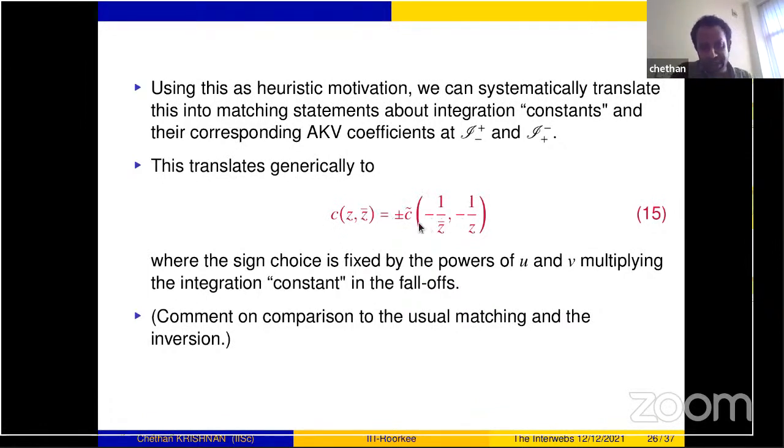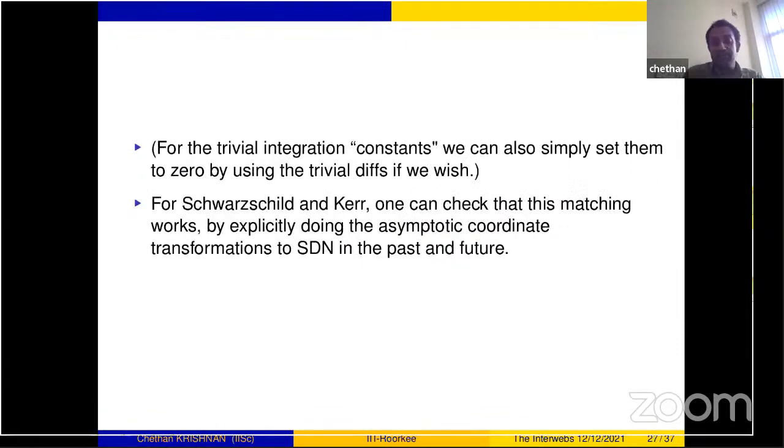The reason in standard BMS discussions people often match C of Z, Z bar to C tilde of Z, Z bar is that they have two different coordinates in future and past, so the Z defined in the past is with respect to the south pole, and they don't have to do this inversion. In our case, we have only one coordinate system, which is this gauge, so this is the mapping that we have. I want to emphasize that it is not an extra complication. It's just that it is not visible when you work with two different coordinate systems in the case of Bondi.